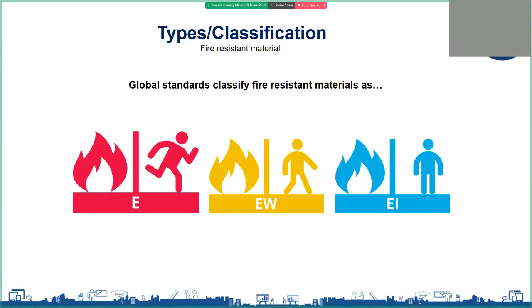Coming to integrity and radiation control, it is able to stop the flames and smoke. It is also able to control a part of the radiation which is coming to the other side. Coming to integrity and insulation, this material is able to stop all the flames and smoke, and it should also be able to completely cut off the heat. So these are the three major classifications when it comes to fire-rated materials.